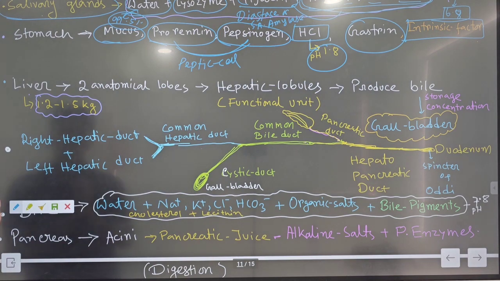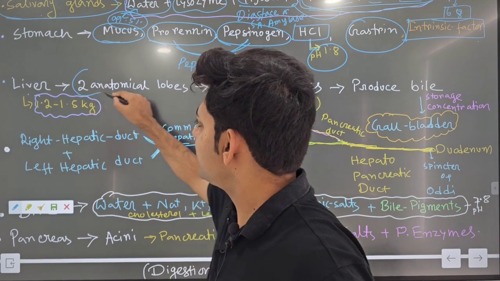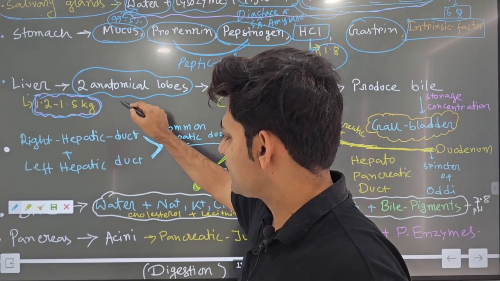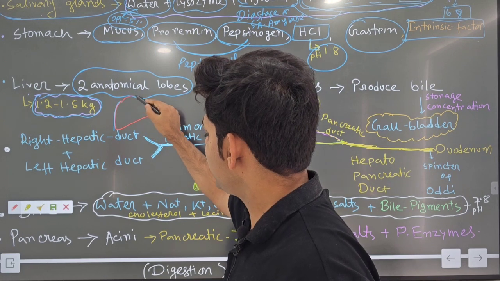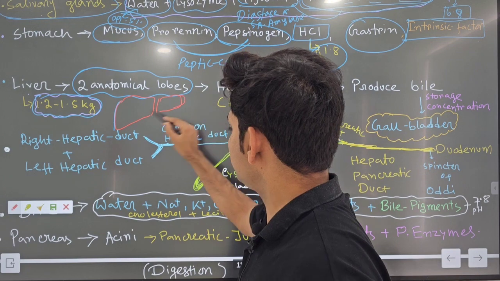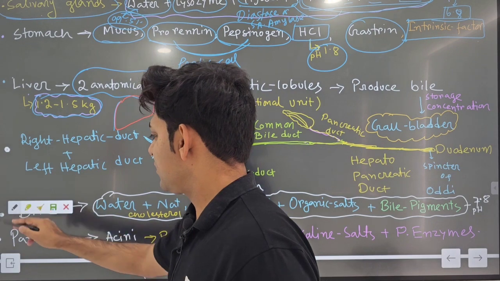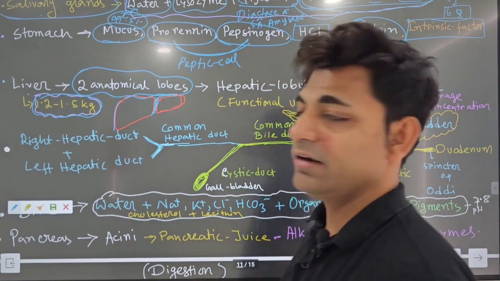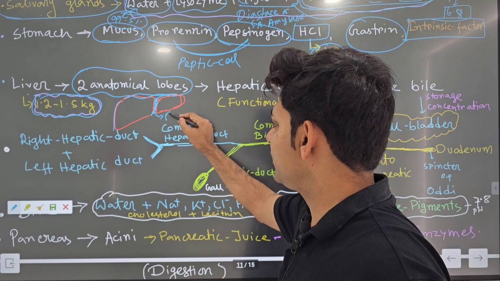Already we have discussed this in the stomach section. Now the liver has two anatomical lobes, left lobe and right lobe, and the right lobe of the liver is a little bit bigger than the left lobe. These two lobes of the liver are connected by a ligament called the falciform ligament.